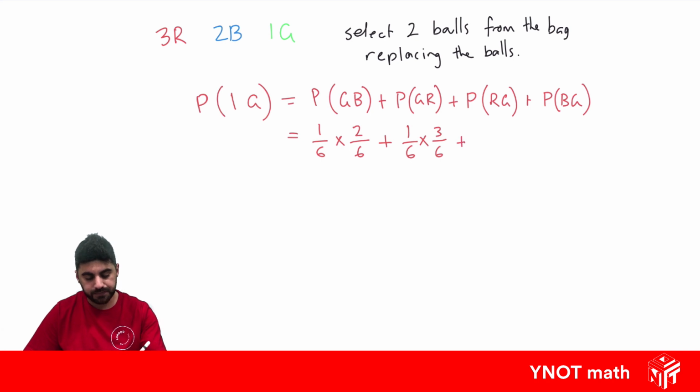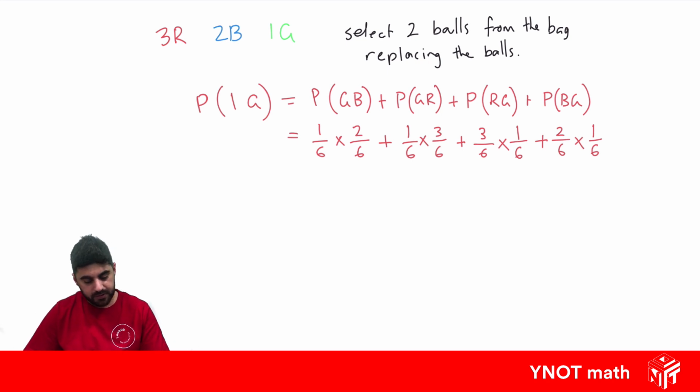Let's start again. Probability of picking a red ball first is 3 out of 6, multiplied by the probability of picking a green ball, which is 1 out of 6. Start again. Probability of picking a blue ball first is 2 out of 6, multiplied by the probability of picking a green, which is 1 out of 6.